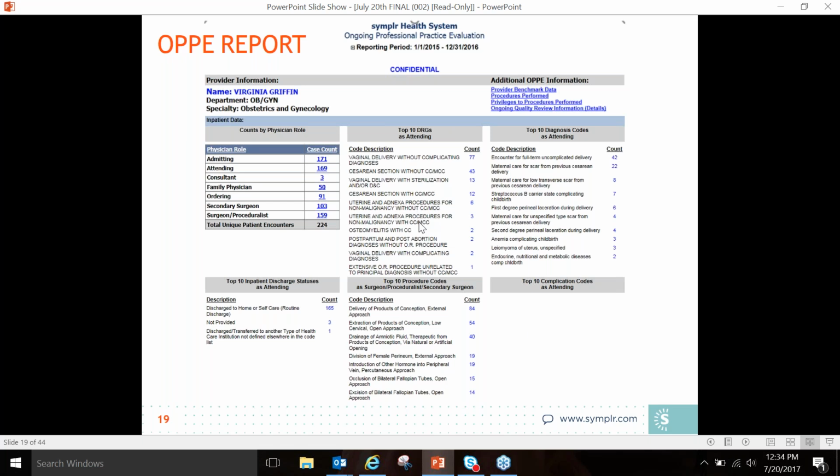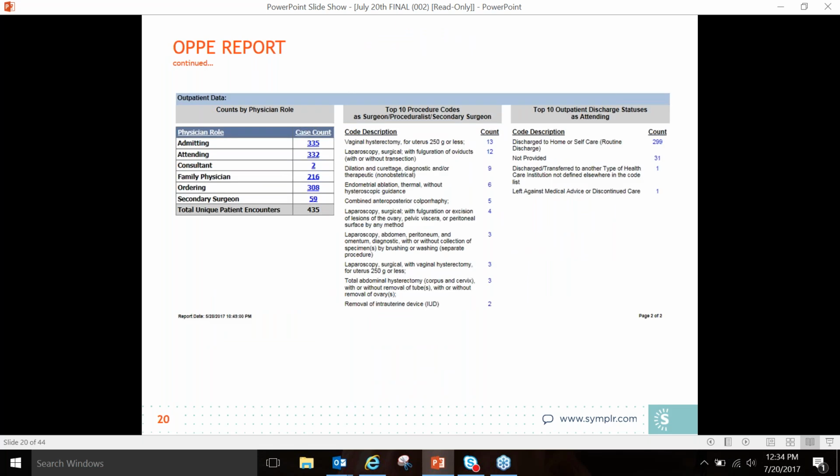So I pulled 10 here. So I have her top 10 DRGs, her top 10 diagnosis codes as the attending, her top 10 inpatient discharge statuses here on the bottom left, top 10 procedure codes, and top complication codes. So this is my inpatient ICD data that I've pulled. The next page will show us the outpatient or CPT data that I've been able to glean on her. If we build for it, I can show it here. You'll notice some hyperlink looking numbers there. That just gives you the ability to drill down into the case itself, the patient's information there.